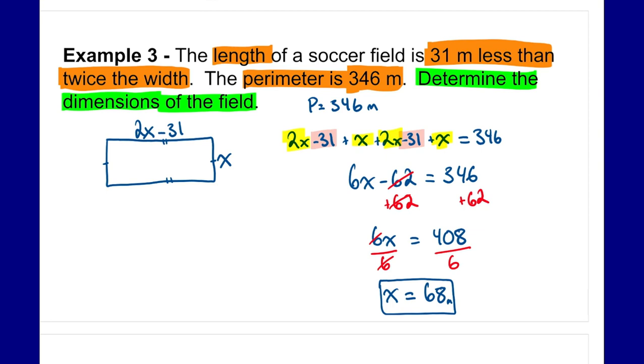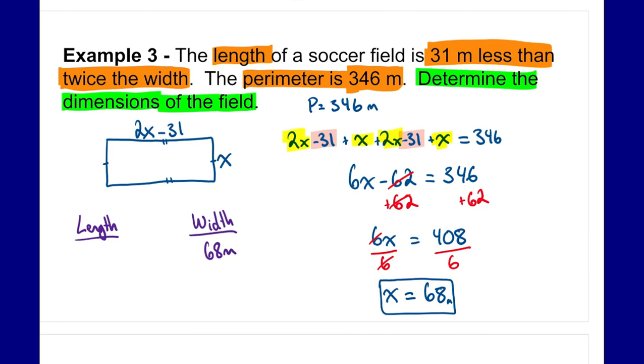Am I done? Well, we have solved the equation, but however, we have to go back and say, okay, well, what was the question? And we highlighted it, so that helps. The question was, determine the dimensions of the field. Dimensions means, what is the length and what is the width? So we want the actual measurements of the field. We did need to find x, so we didn't do this for no reason. The width we have is x. So in our case, the width is just going to be 68 meters.